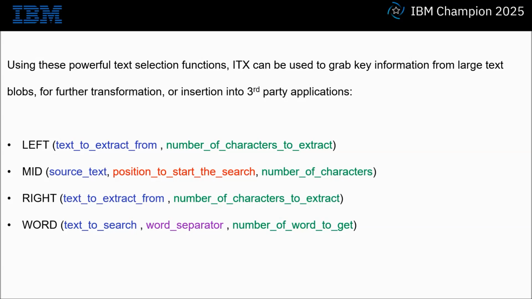Right is pretty much the same as left, two arguments, text to extract and number of characters. And word, three arguments, text to search, the word separator and the number of the word to get. It's worth pointing out that this number can be a negative number to search words from the right hand side, working backwards.